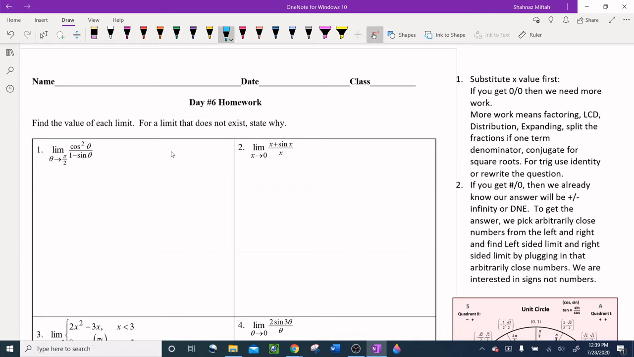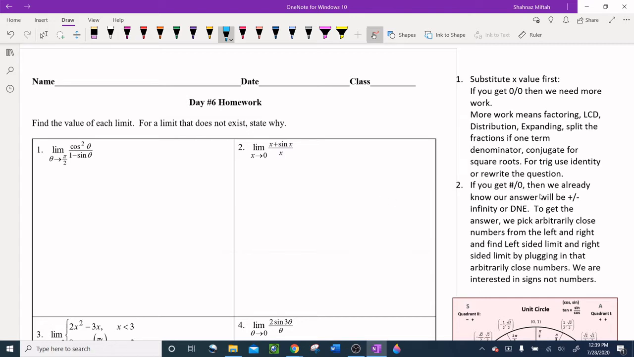Limit questions, since we are doing trigonometric functions. Again, the steps are the same for solving limit questions. Substitute the x value first. If you get 0 over 0, then we need more work. What does more work mean? Factoring, least common denominator, distribution, expanding. Expanding means distribute or maybe FOIL. Split the fractions if one term denominator. Conjugate for square roots. For trig, use identity or rewrite the question. Since we are doing trig, we have to use the identity if we need more work, or we rewrite the question.